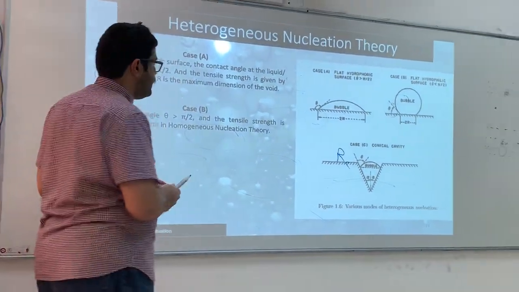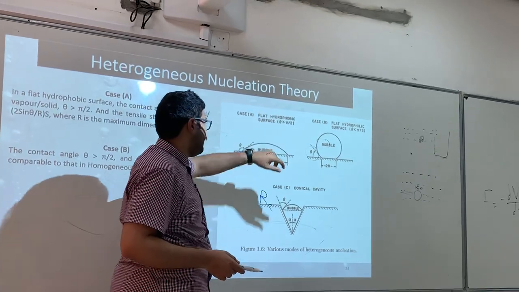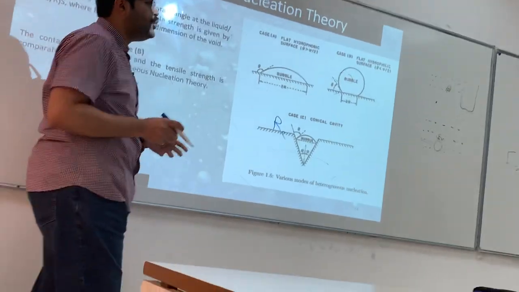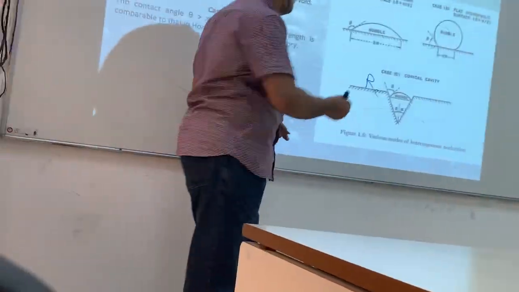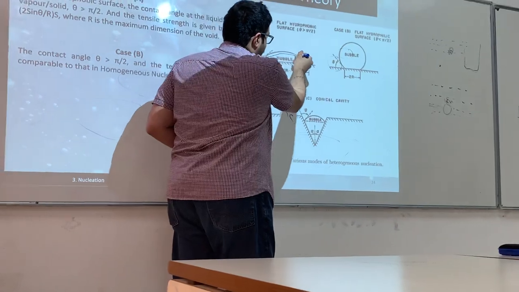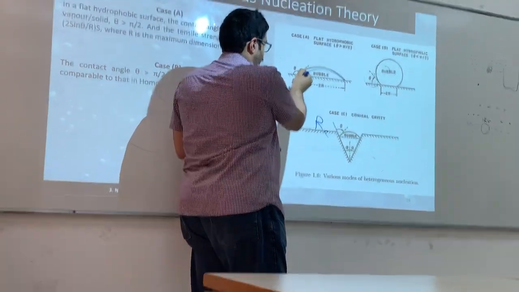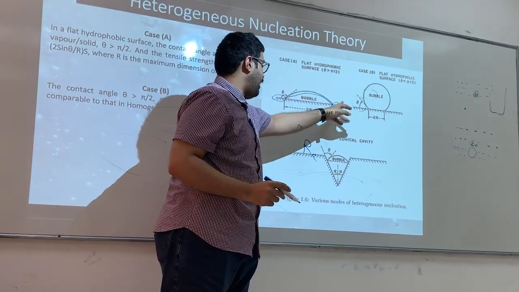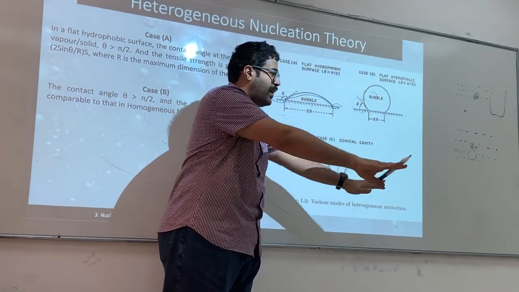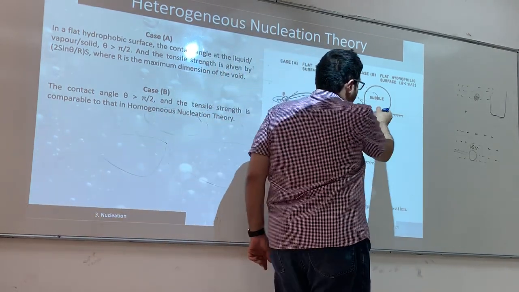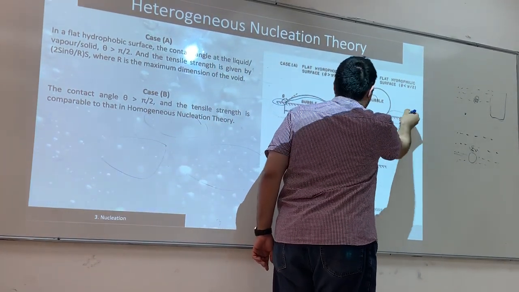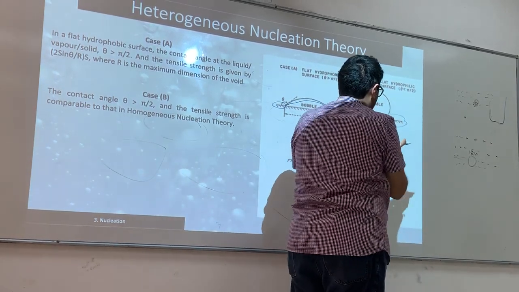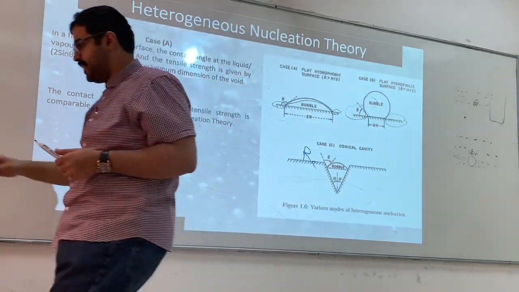So for the first case, we can see a flat hydrophobic surface. Some surfaces, because of intermolecular forces, don't like water, don't like some liquids, okay? So this is the only place touching the liquid and not this. They are trying to push away the liquid as much as possible. Well, in this case, only this is secluded, and a lot of this is in contact with the water, okay?